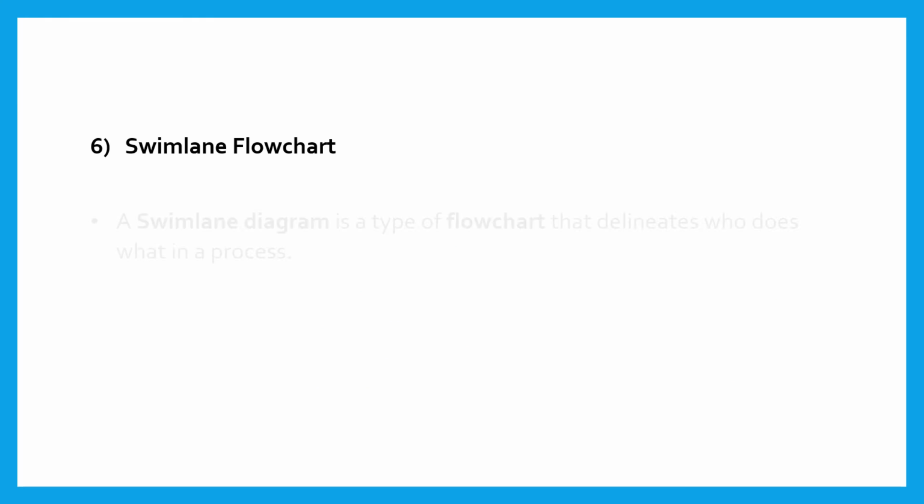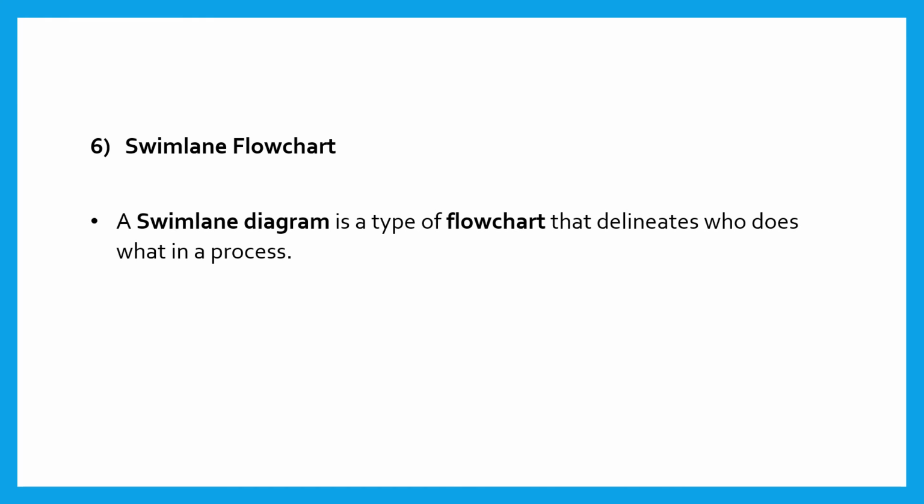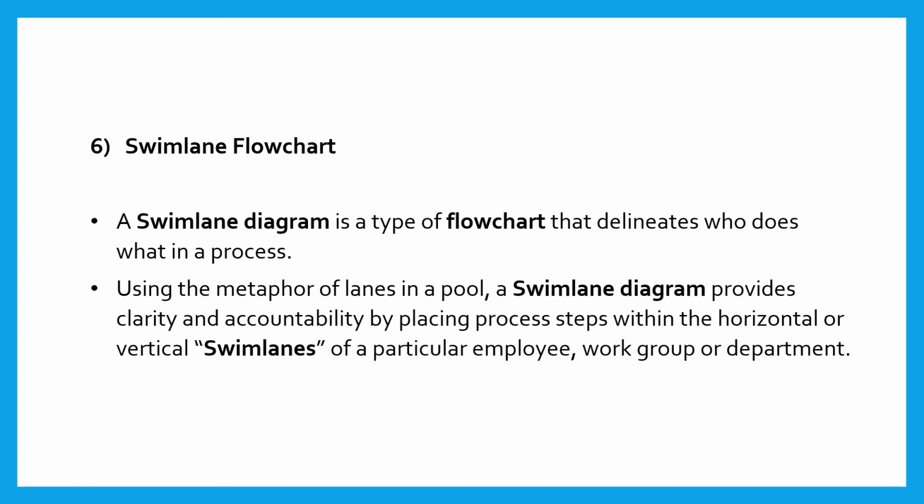Swim lane flowchart. A swim lane diagram is a type of flowchart that delineates who does what in a process. The swim lane flowchart comes in handy when you need to show multiple flows of information side by side. Using the metaphor of lanes in a pool, a swim lane diagram provides clarity and accountability by placing process steps within the horizontal or vertical swim lanes of a particular employee, work group, or department.